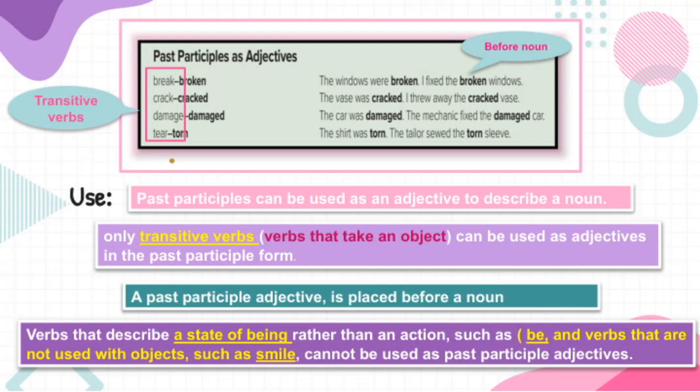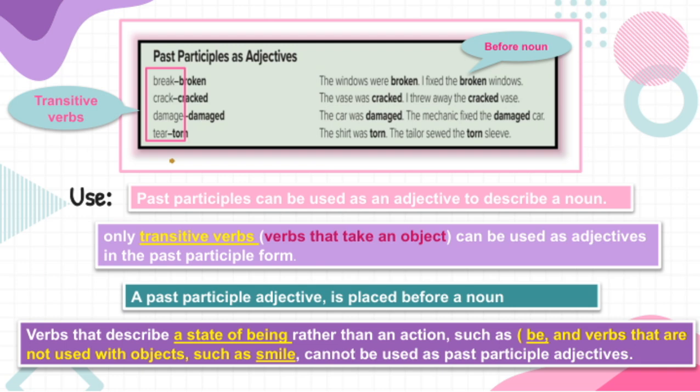Now let's talk about transitive verbs and how they function as adjectives in the past participle form. When a past participle acts as an adjective, it is usually placed before a noun. This is a common way to add descriptive detail to a sentence. For example, you might say a broken window or a cooked meal. These past participles describe the state of the noun.